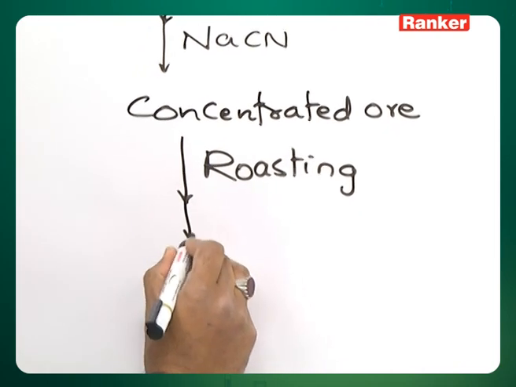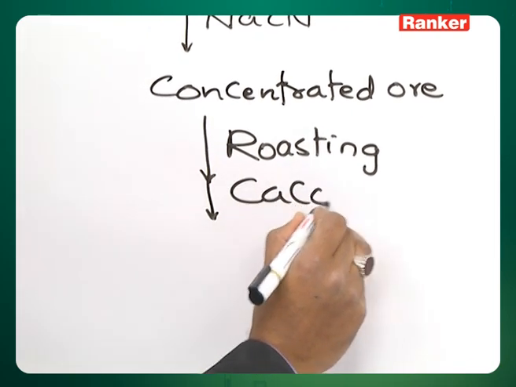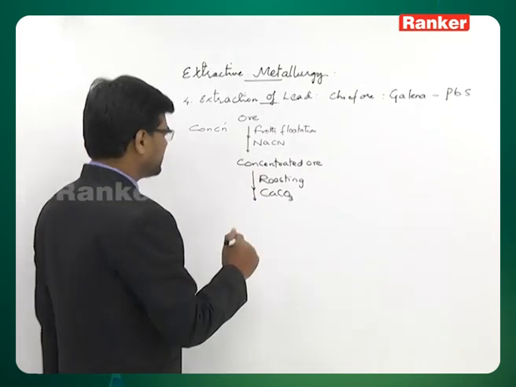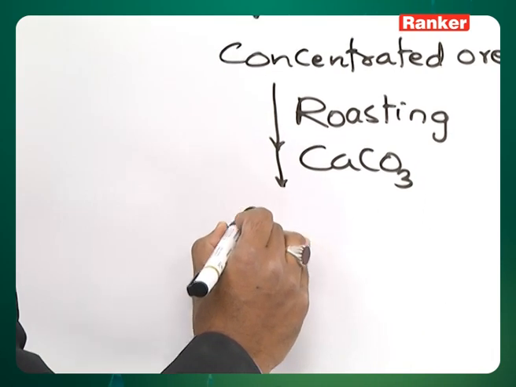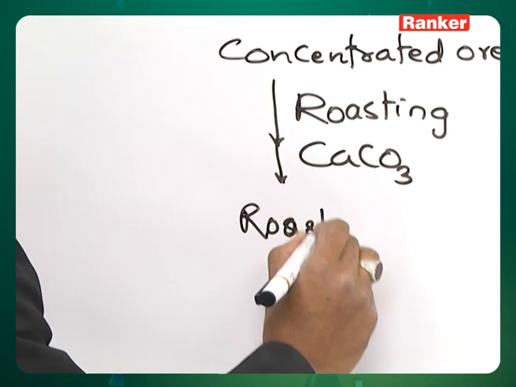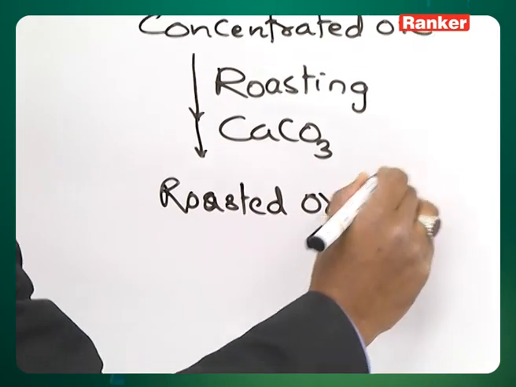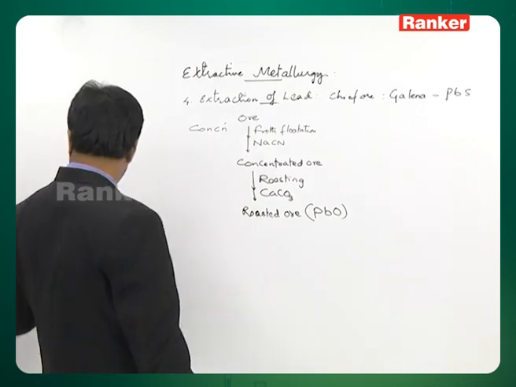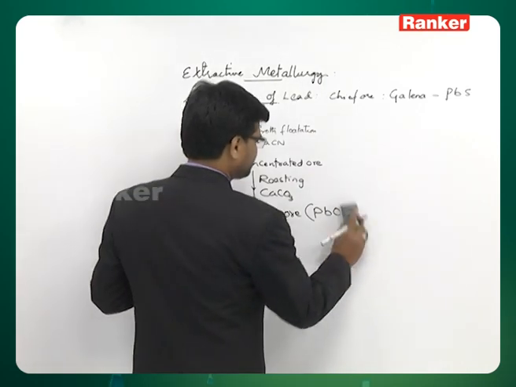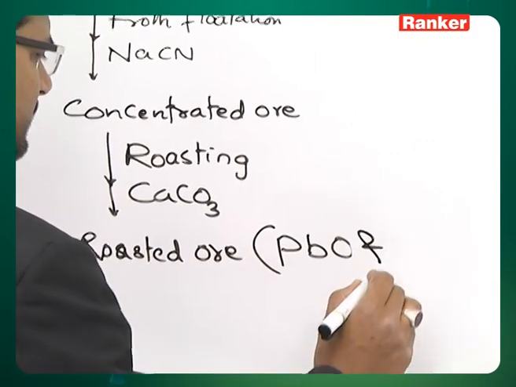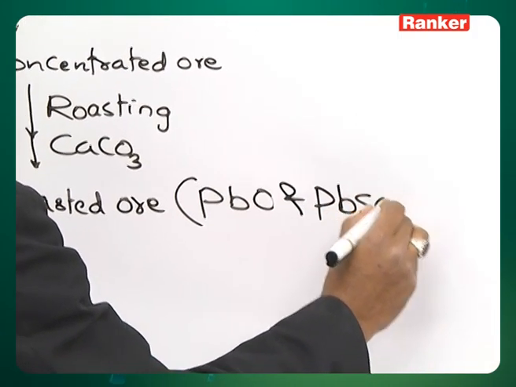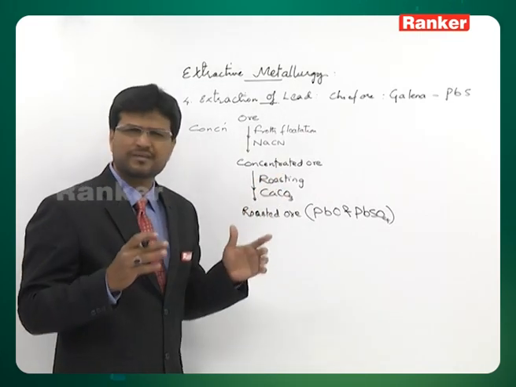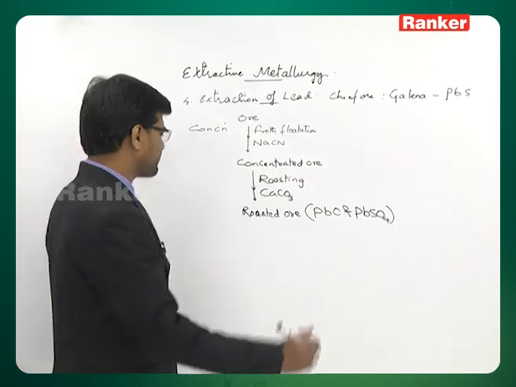This roasting has to be carried out in presence of limestone. And what is the role of limestone also will be made clear after some time. Then you get roasted ore. Roasted ore mostly consists of PbO. Of course, it will have some PbSO4 also. I'll write that also. PbO and PbSO4. Little amount of PbSO4. What happens, during roasting, some PbS will get oxidized to PbSO4.